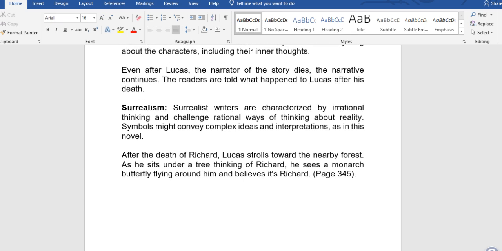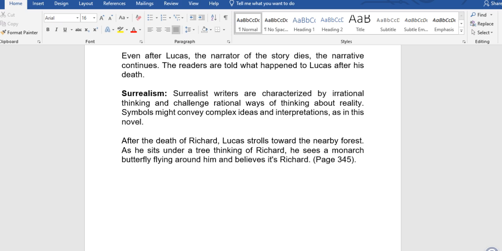We also have surrealism. Surrealist writers are characterized by irrational thinking and challenge rational ways of thinking about reality. Symbols might convey complex ideas and interpretation, as in this novel. After the death of Richard, Lucas rose toward the nearby forest. As he sits under a tree thinking of Richard, he sees a monarch butterfly flying around him and believes it's Richard. We have it on pages 3, 4, 5. So that is the narrative techniques used in Parts of Lucas.